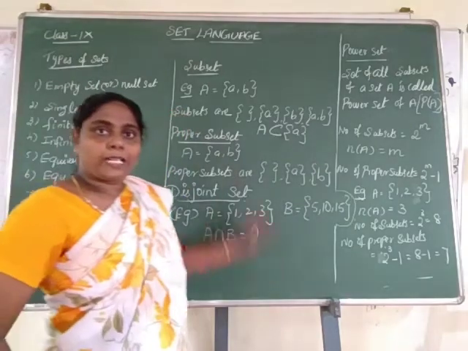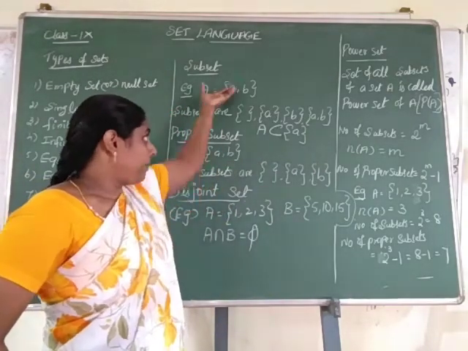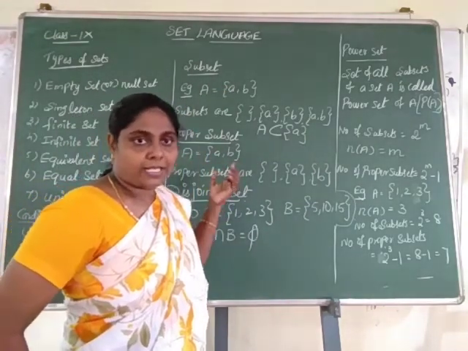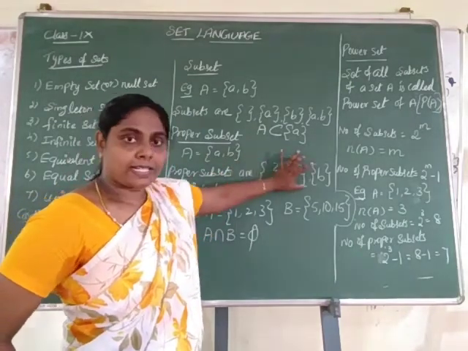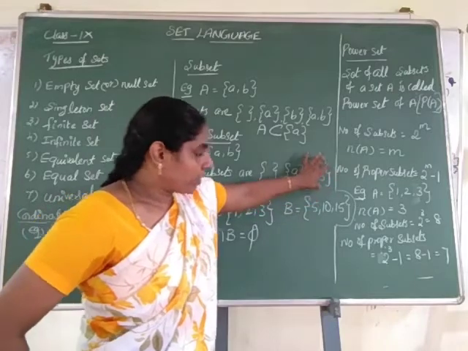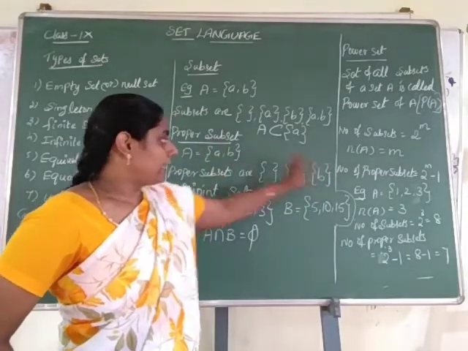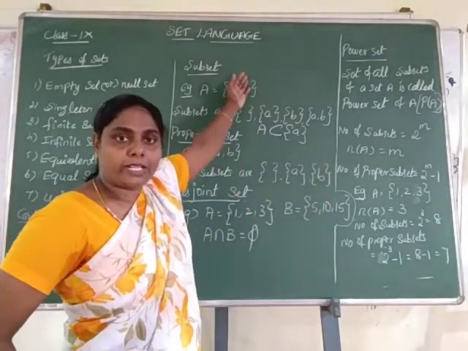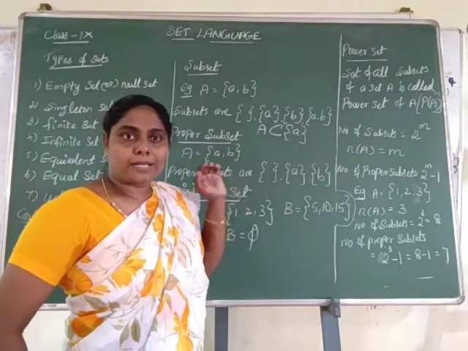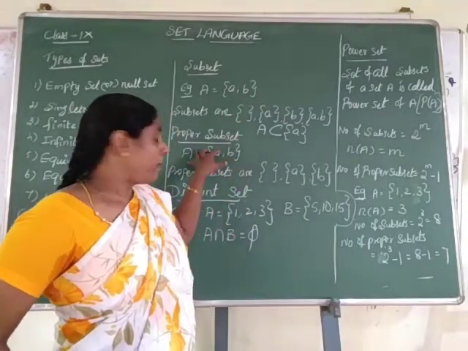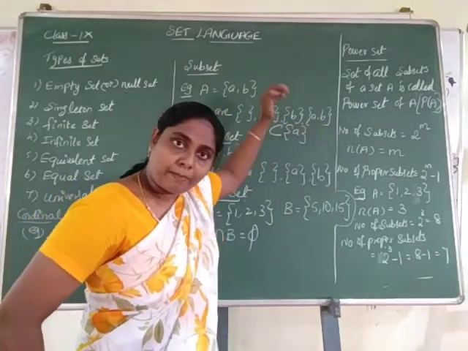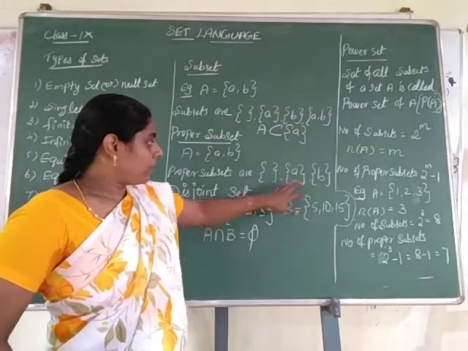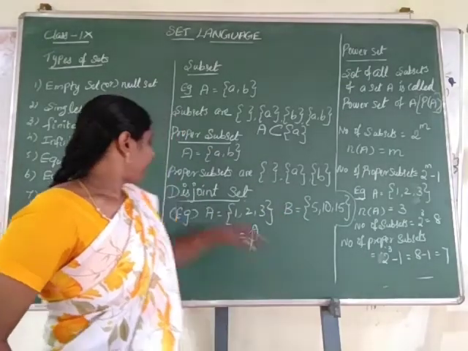Another one is proper subset. The same example we are going to see for the proper subset also. So the proper subsets of this one are the empty set, singleton set with a, singleton set with b. But the whole set will not come here. That is the difference between the subset and the proper subset. Appo subset ku proper subset ku enna difference? Subset la whole set consider pannalam, but proper subset la whole set consider agadu.